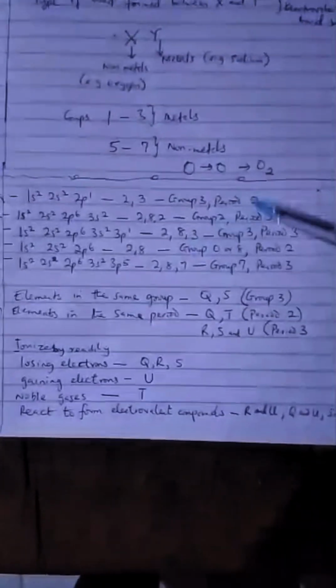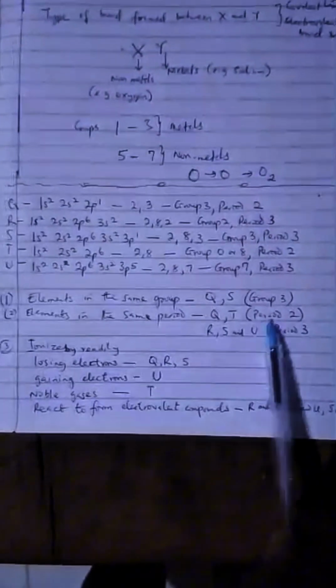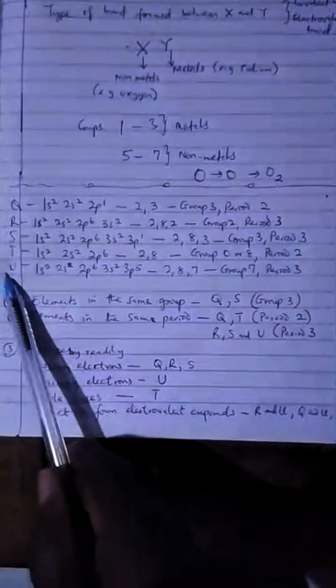Elements in the same period now. You have period 3 here and period 3. Those are elements R and S. And then element U. Hope you're getting that. So R, S, and U belong to period 3. R, period 3, S, period 3, U, period 3. So those are the elements in the same period.